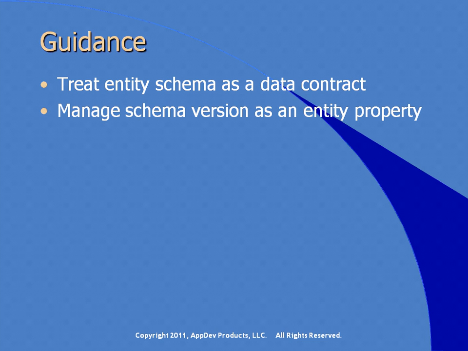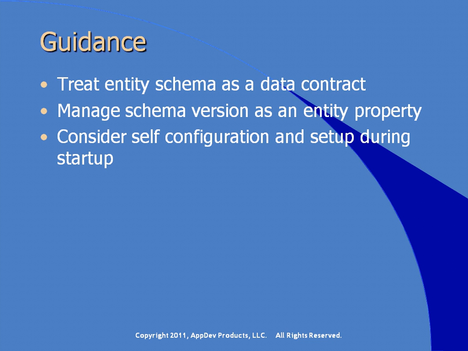You also want to manage schema version as an entity property, meaning if your entity changes, you might have a property on there that specifies which version of the schema you're working with. Also, you might want to highly consider using the self-configuration and setup during the startup, meaning don't do a lot of the configuration and setup when it's running, but put that in the on-start method so that when you're running, you don't have that overhead.